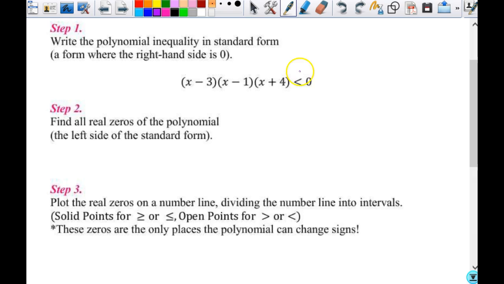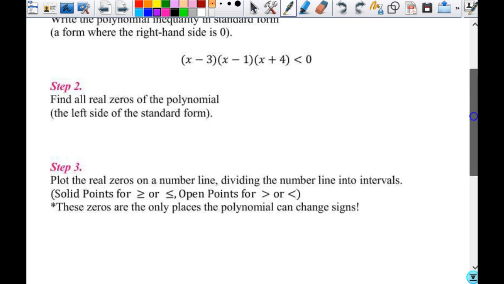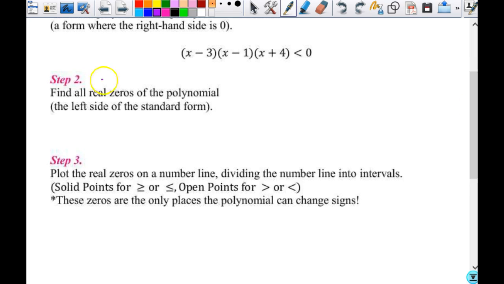It's an inequality because there's not an equal sign, right? In standard form. So it's a form where the right-hand side is 0. And then if it's not factored, you need to factor it. You may need to factor a couple of them, but this one is factored for us. Then we find all the real zeros, okay? Real zeros, because it may have other solutions that you can't find. We're only concerned with the real solutions, not the imaginary solutions here.